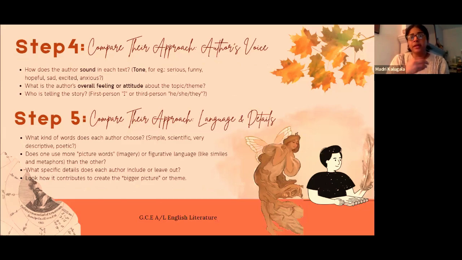Also, compare the approaches. How does the author's voice sound? Because a text is ultimately, like we have discussed, a product of time. It's a product of the literary era or the context it was in. So how does this author bring about this particular theme, and how is it different to what the other person is doing? And then also compare the language and the details. So techniques, the language, the literary devices: what are the differences?